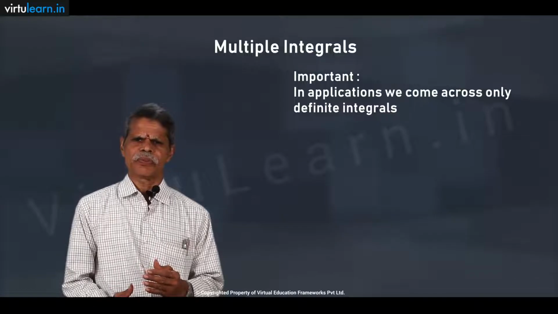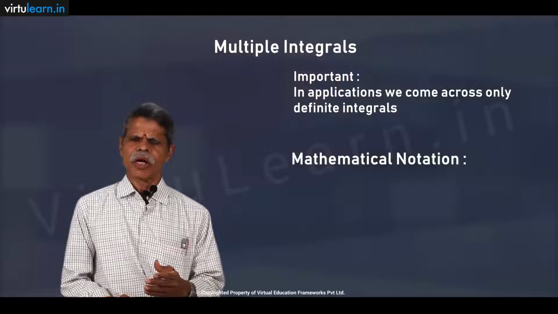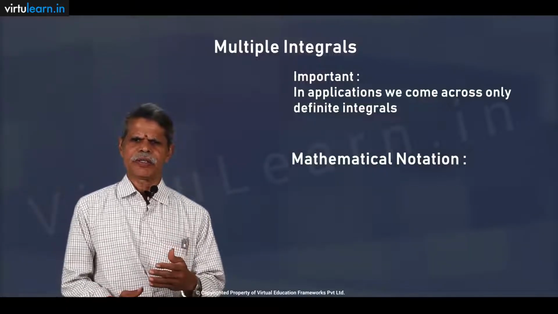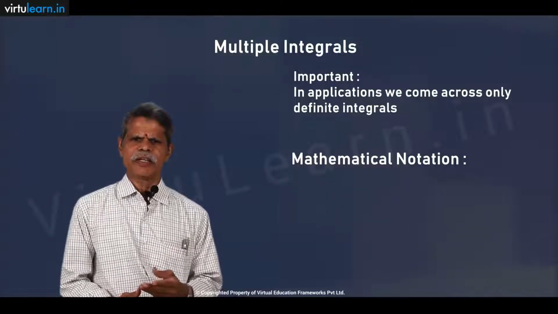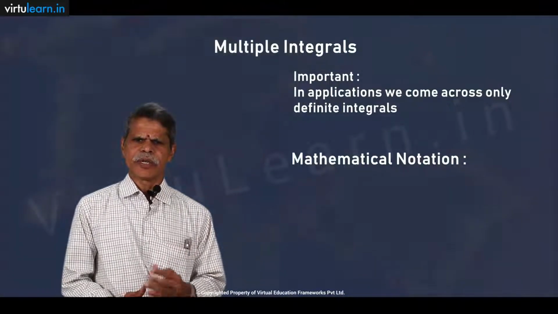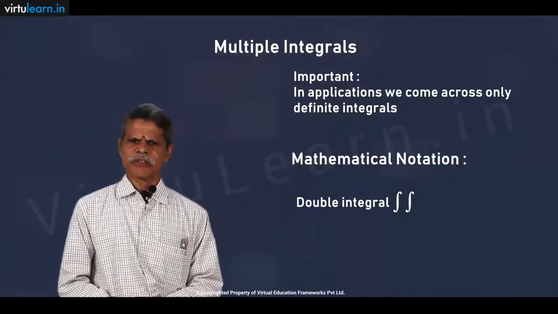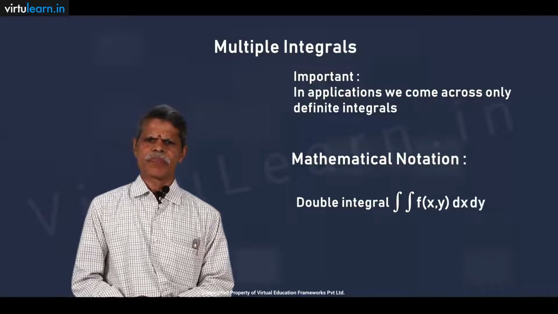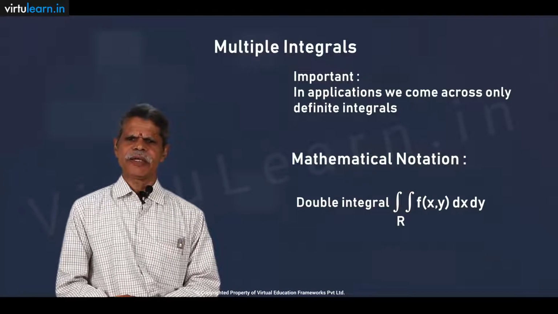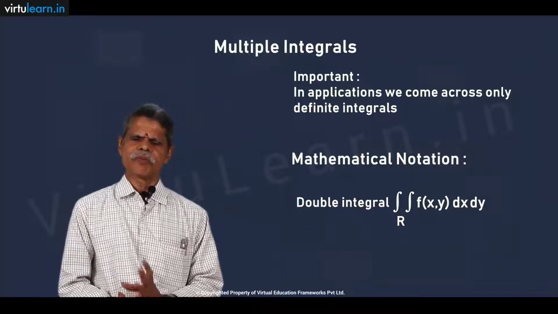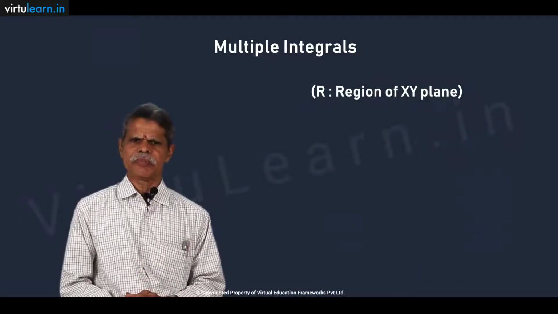Can we think of a mathematical representation for a double integral? How do we represent mathematically a double integral and then a triple integral? Mathematically, we can represent a general double integral by double integral f of xy dx dy over the region R. A double integral will always be evaluated over a region of a plane. So R is the region of the xy plane.